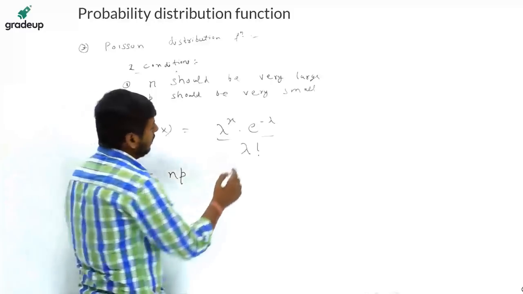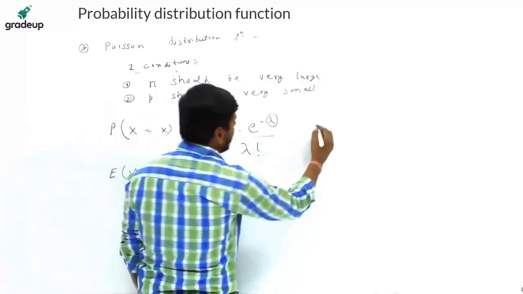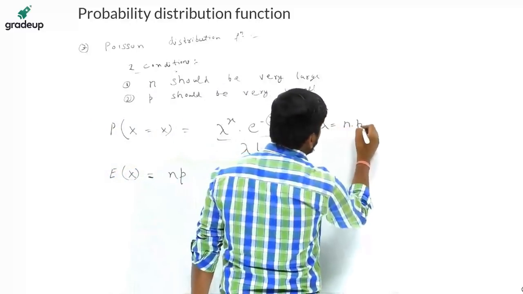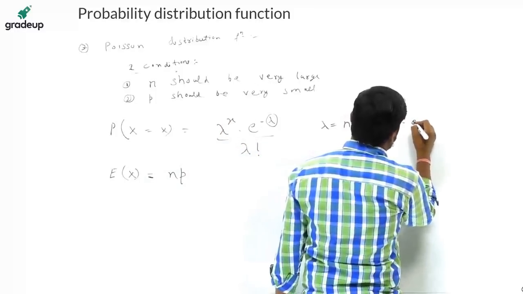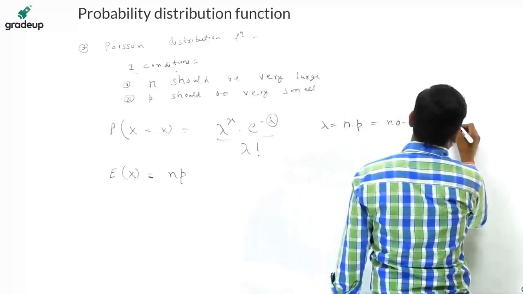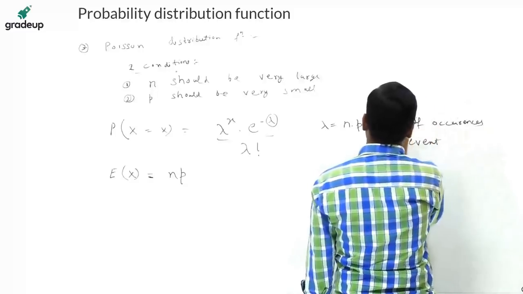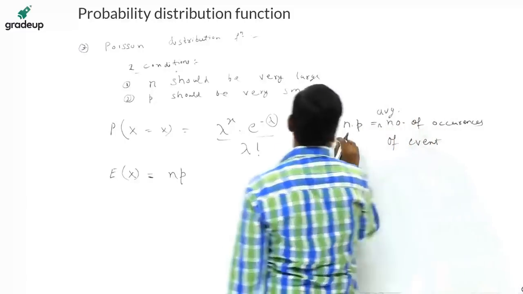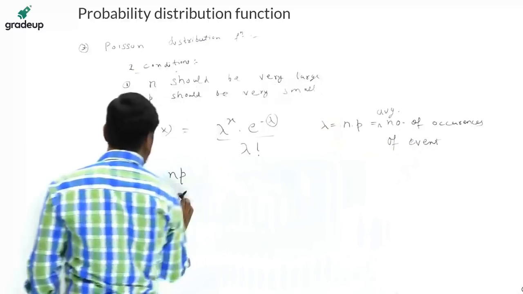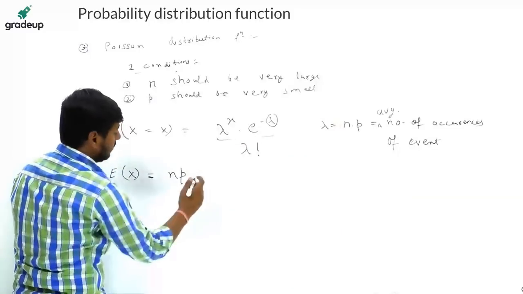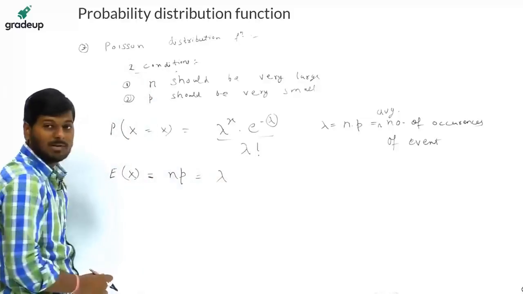I didn't tell you what lambda is here. Lambda is nothing but n into p, or this is the average number of occurrences of an event. So lambda is equal to np, that is equal to the average number of occurrences of an event. So here E[X] is equal to np, and np is equal to lambda. So the mean of the Poisson distribution function is nothing but lambda.